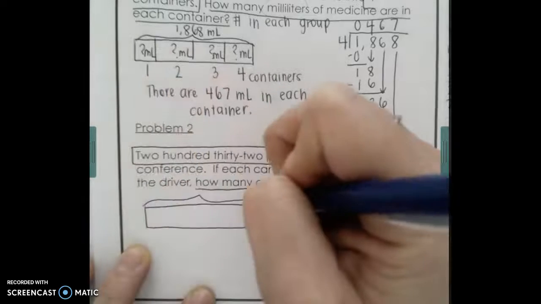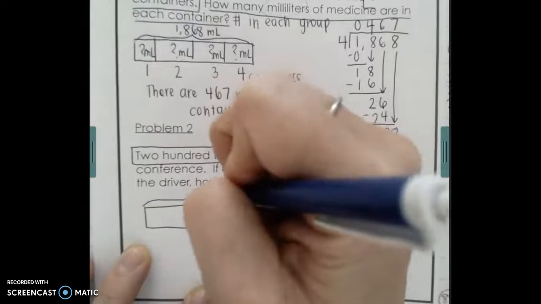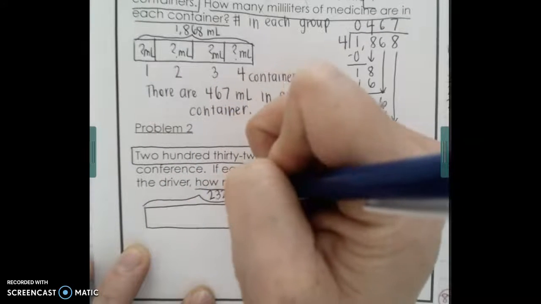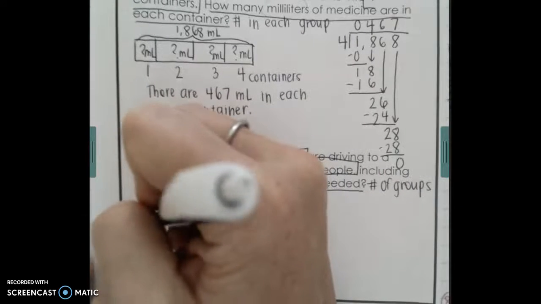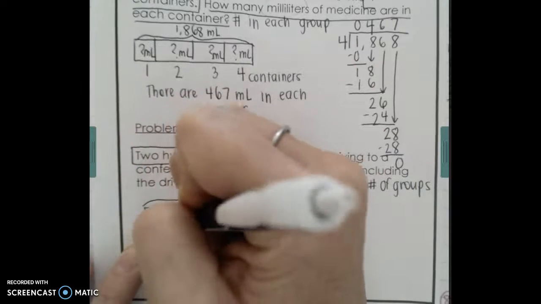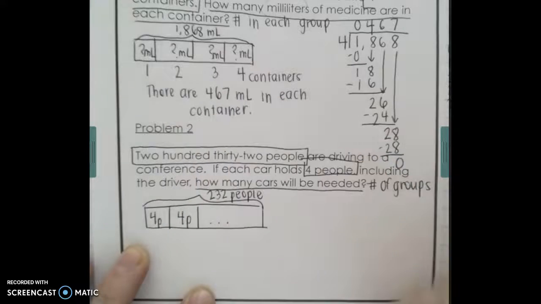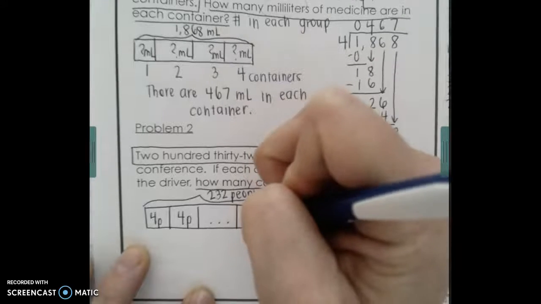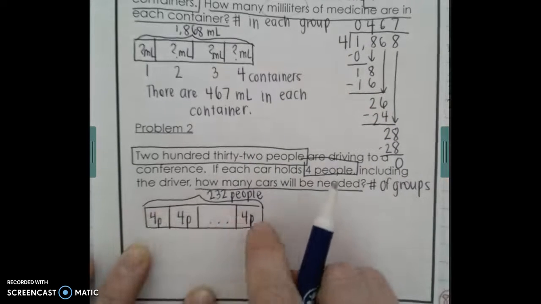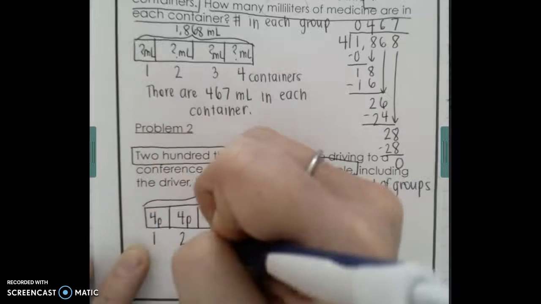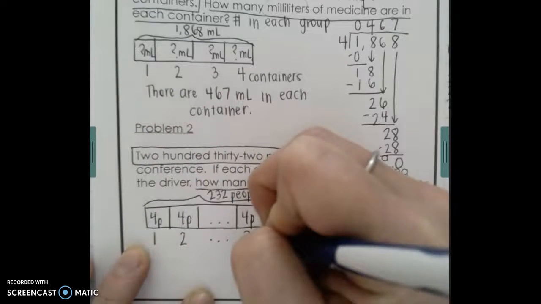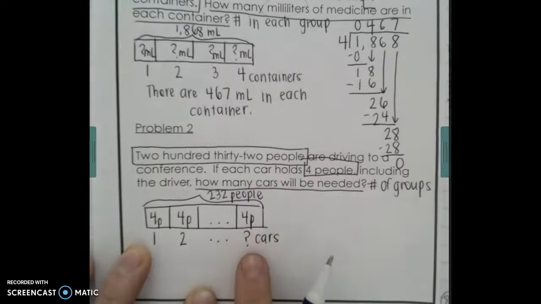My total is 232 people. I'm getting 4 people in each car, so 4 people, 4 people. But I don't know how many groups I have or how many cars I have. So I'm going to put dot, dot, dot. It could be 10, it could be 100, I don't know. It keeps going on. But every time that I have a car, it's going to have 4 people in it. So that means I have 1 car, 2 cars, dot, dot, dot, to I don't know how many cars, right? That's what I'm trying to figure out, is how many cars I have.